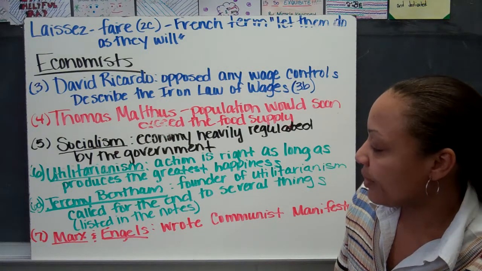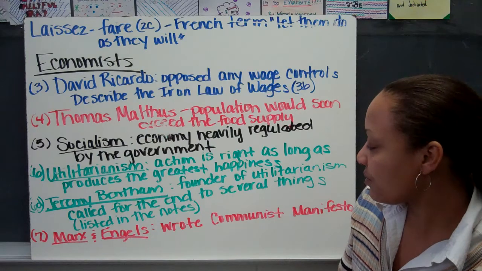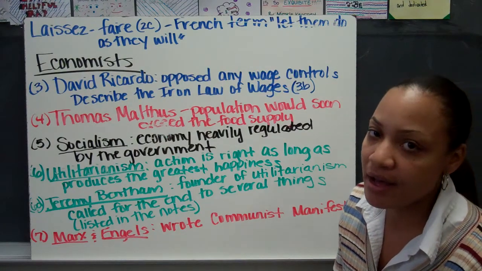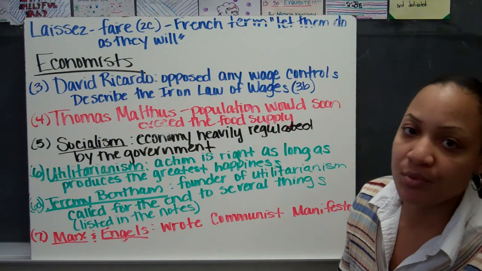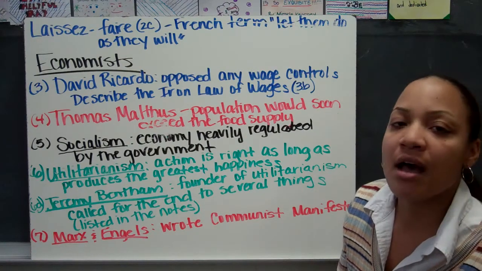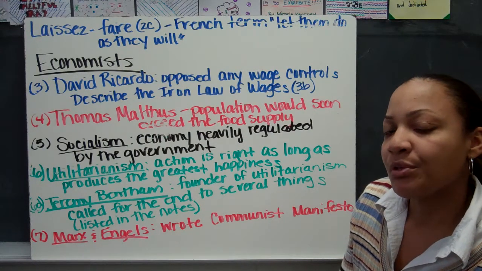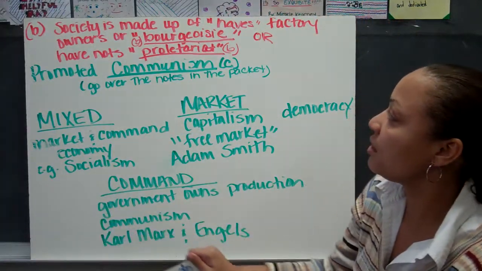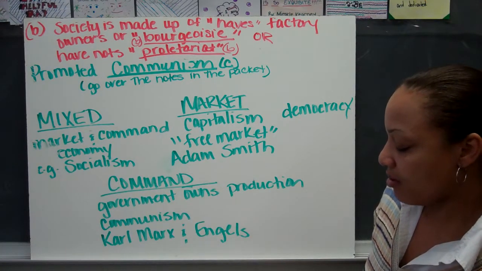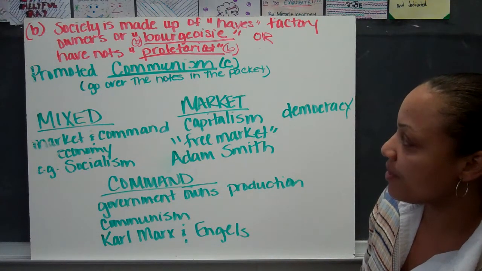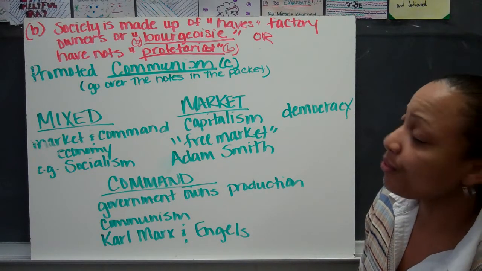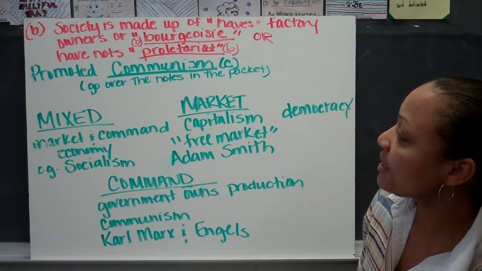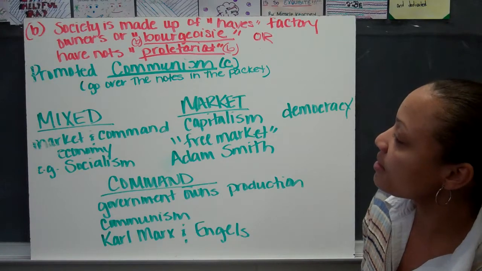And the last one is Karl Marx and Engels. They wrote the Communist Manifesto, just like Adam Smith is going to write The Wealth of Nations, which is going to talk about capitalism and how to make capitalism work in your country. They're going to publish a book called the Communist Manifesto, which is basically the blueprint for communism. And as they're talking about communism and the way society is, they said society is made up of two groups, the haves and the have-nots. The owners are going to be the haves, the bourgeoisie, and then the have-nots are the proletariat, the workers.